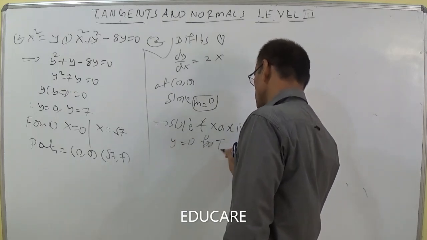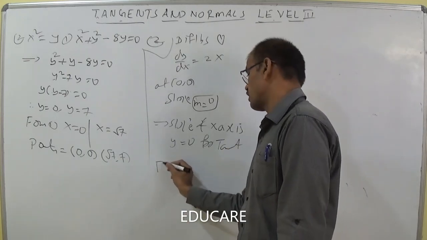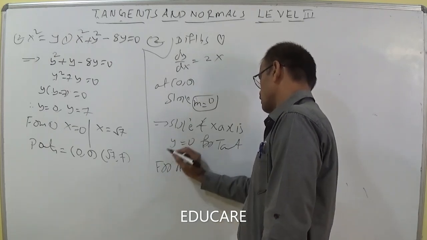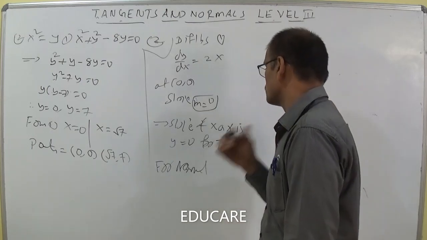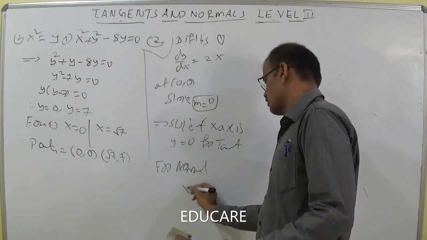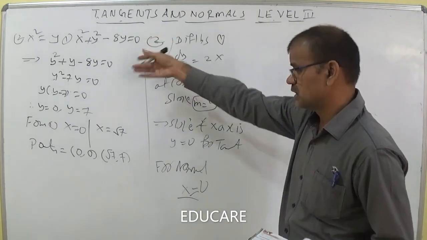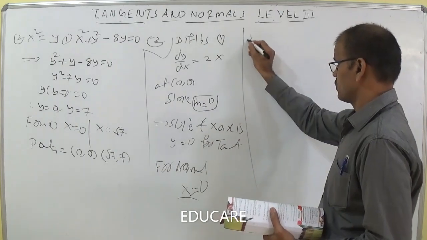That is for the tangent. But he is asking for the normal, the common normal. So reverse it. Whenever you reverse it, the answer is x equal to 0. If you calculate this one also, you will get the same. So this is enough. So the third one.